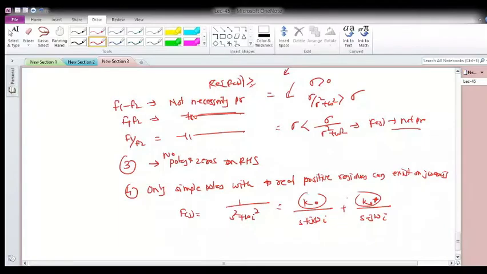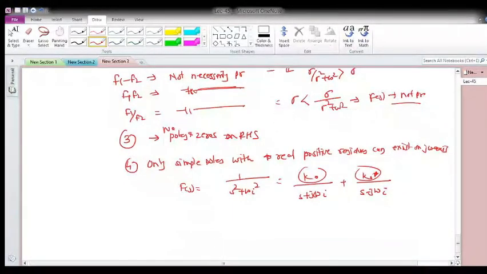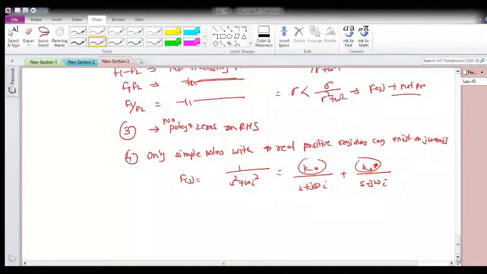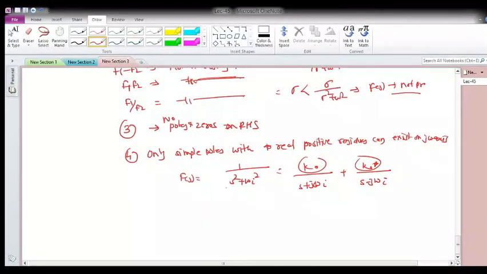k0 must be real positive. Otherwise what will happen, there may be multiple poles lying on the imaginary axis, then the system will become unstable. So the condition is that there has to be a simple pole with positive and real residues.